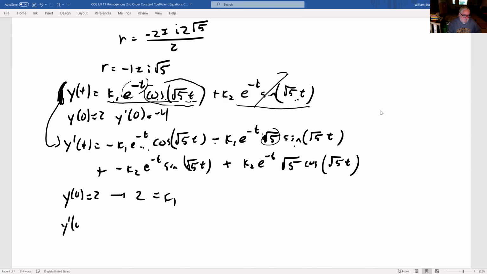y prime of 0 equals minus 4. Plug in minus 4 there for the y prime. And remember that sine of 0 is 0, so that just goes away. Cosine of 0 is 1, e to the 0 is 1, so we get a minus k1, and then plus square root of 5 k2.